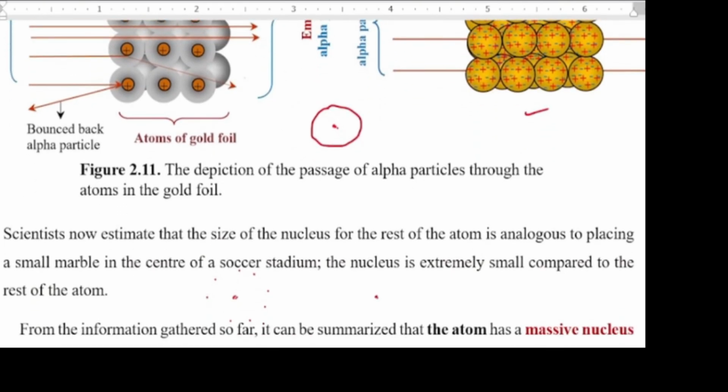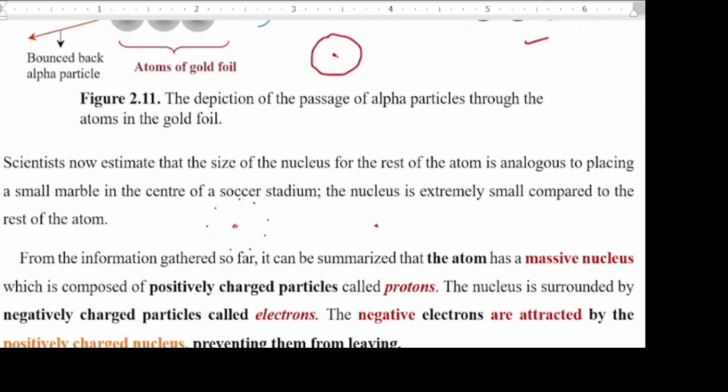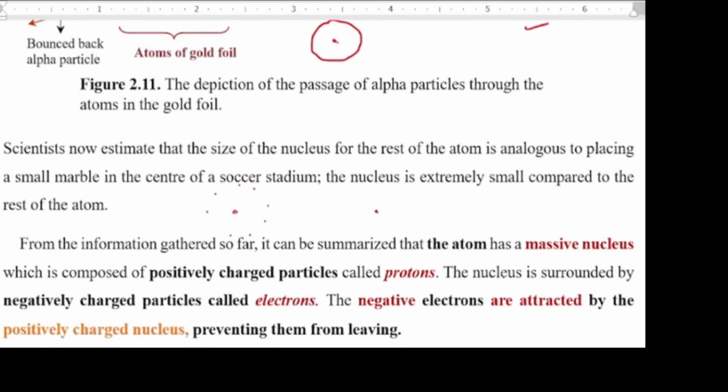One thing more to know, which I alluded to already, is that scientists believe that the nucleus inside here is extremely tiny compared to the rest of the atom. Some people even went on to say it's like putting a little ball in the center of a football stadium, the ball representing the nucleus of the atom, and the rest of the stadium is how large the atom is.